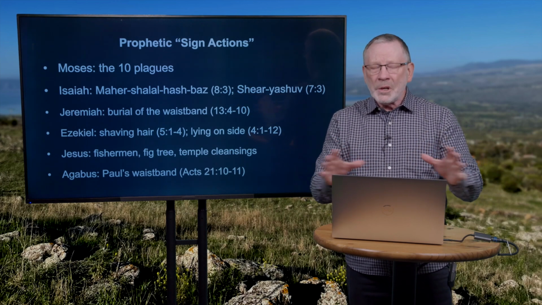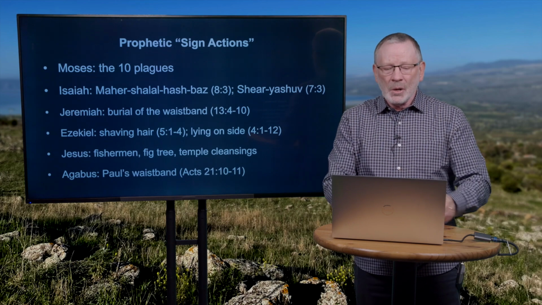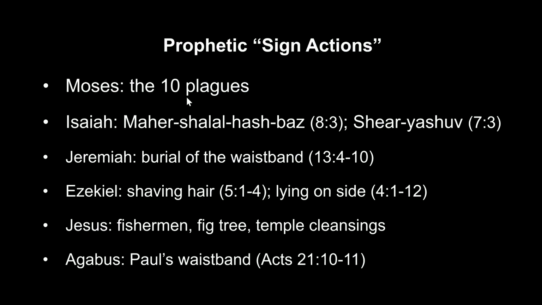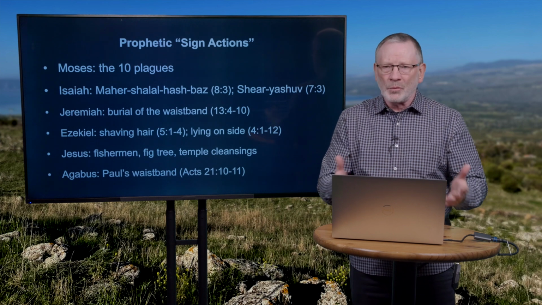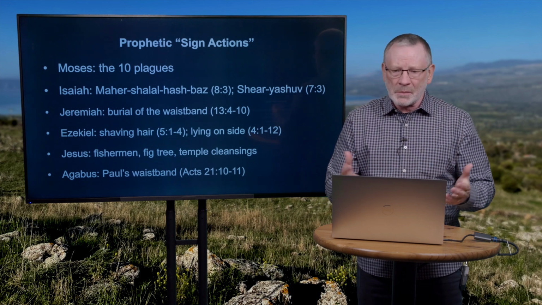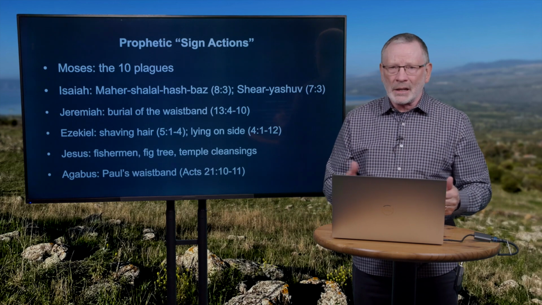Now you say, well, what is a prophetic sign action? Well, for example, the 10 plagues that were performed by Moses. The book of Exodus talks about the Nile River turning to blood. It talks about the cattle dying and that kind of thing.